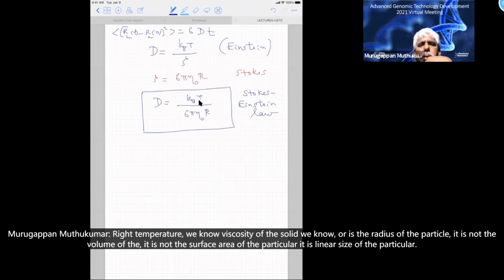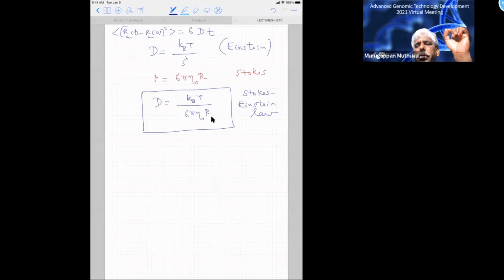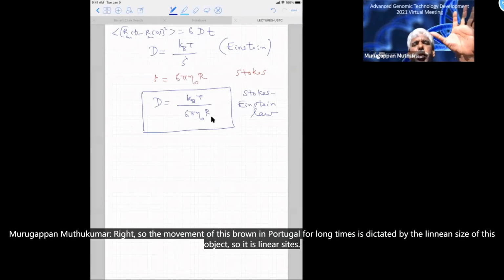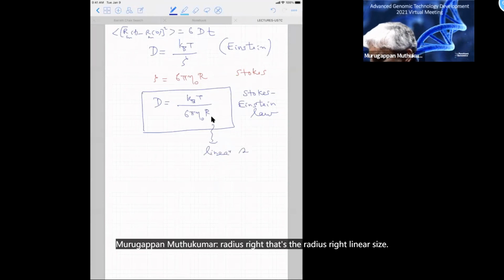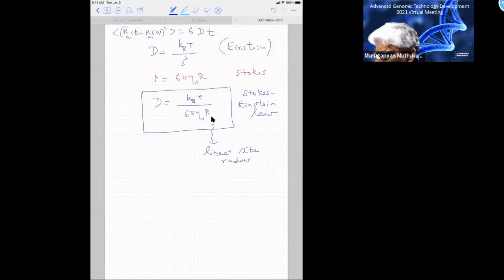Temperature we know, viscosity of the solvent we know, and R is the radius of the particle. It is not the volume of the particle. It is not the surface area of the particle. It is the linear size of the particle. So the movement of this Brownian particle for long times is dictated by the linear size of this object. That's the radius, the linear size of the particle.